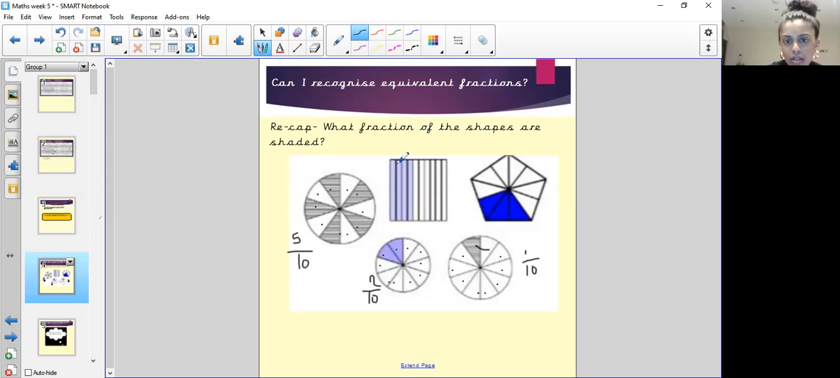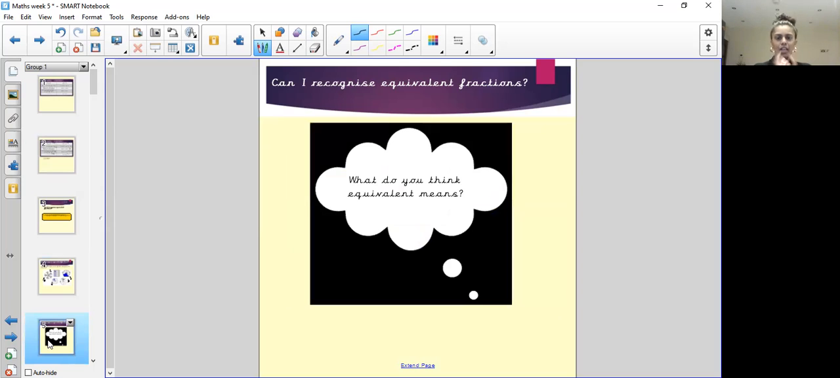Here we've got 10, and we only have 1, 2, 3, 4 shaded, so that would be 4/10. And finally, over here, we've got 10, and we have 3 shaded, so it's 3/10. So there we have a recap of how we were finding fractions in our last lesson. So let's have a think.